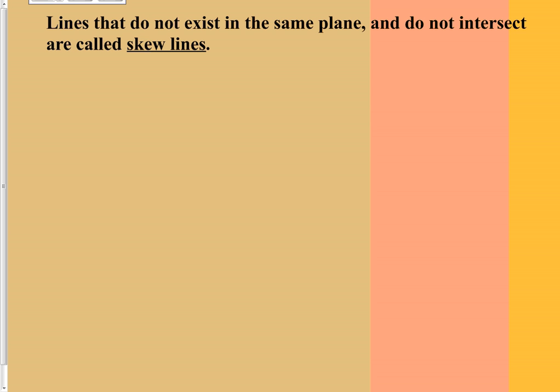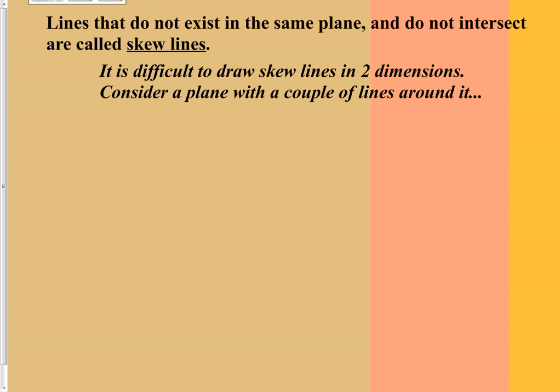Now, this is the reason why we had to get rid of the old junior high definition for parallel, because they said parallel simply means they don't touch. Well, skew lines do not touch either. The difference is parallel lines are in the same plane, skew lines are not in the same plane. So let's look at a diagram, see if we can understand what's going on with skew lines.